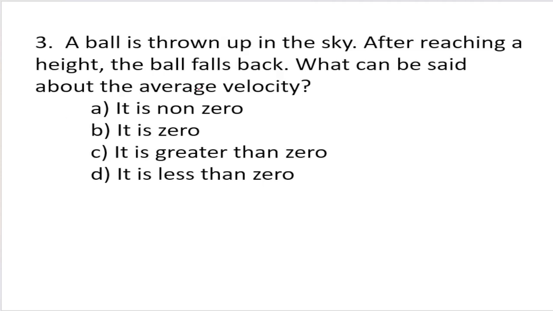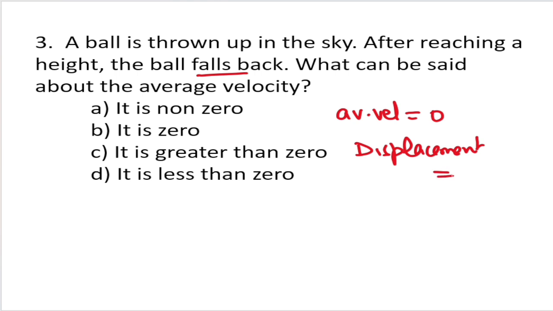Now question number three, a ball is thrown up in the sky. After reaching a height, the ball falls back. What can be said about the average velocity? In this case the average velocity equals 0, because displacement equals 0. When the body reaches the height and then returns, the displacement is 0 and the average velocity is also 0. So it is 0. Option is B.